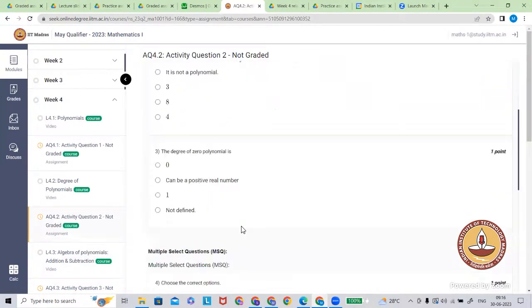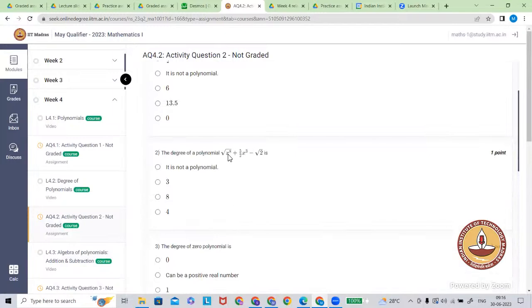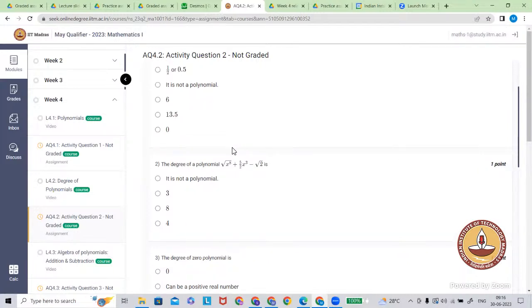Question two. Here it's root 2, that means 2 has the power of half. Will this be a polynomial? Yes, it is a polynomial. This is the root. If you see, the definition tells you the degree of the variable should be a natural number, but here it is not the degree of a variable. This is a constant, and a constant can be any real number. So root 2 is a real number.